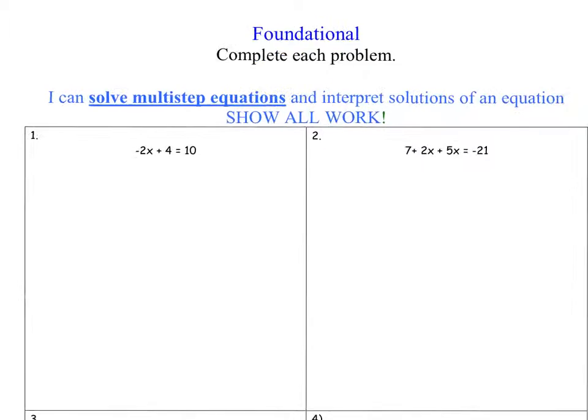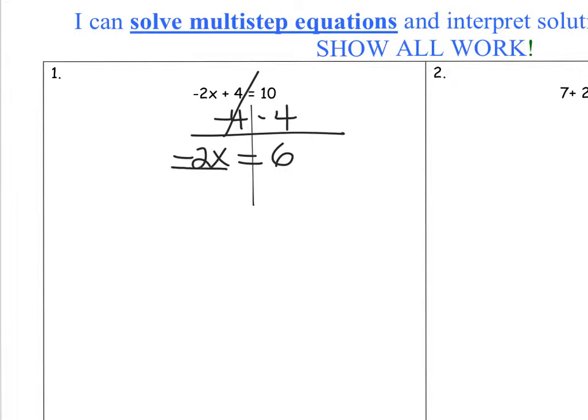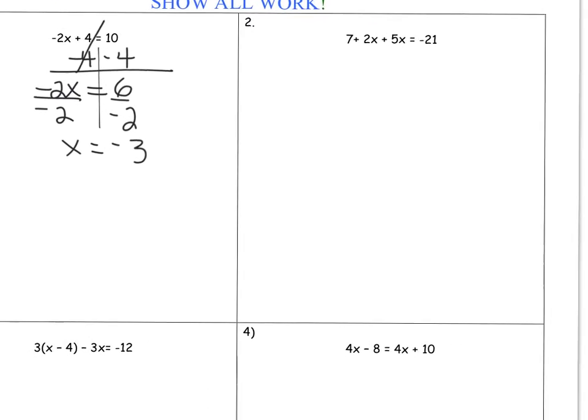Okay, so let's take a quick look at number 1. First thing we're going to do is draw the line so we can separate. Okay, and we have to put family members together, so -4 on both sides. We do the opposite. So bring down negative 2x equals 6. And we divide by -2. X equals -3.